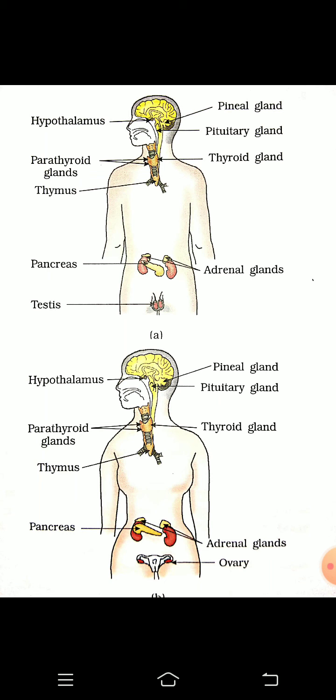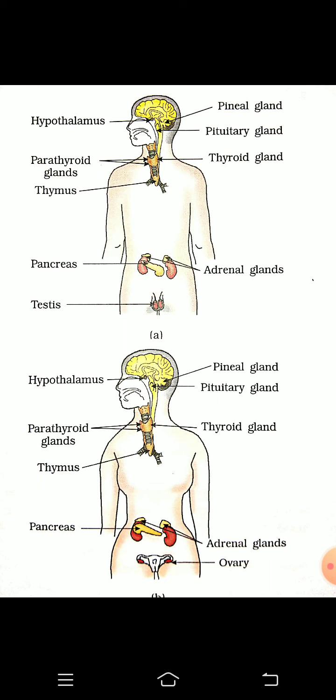Now, think of a situation, if there is a deficiency of this, then what will happen? You might have heard that iodine is necessary in our diet. Have you heard this? Why iodine is necessary in our regular diet? Because iodine is necessary for thyroid gland to produce thyroxine hormone.